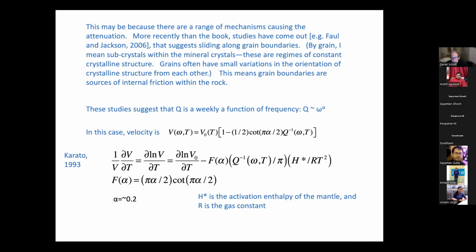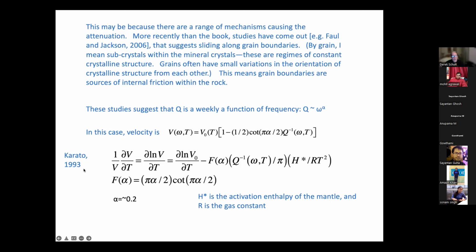Now, more recently than the book, studies have come out that suggest sliding occurs along grain boundaries, so subcrystals within the mineral crystals, like little misorientations in your olivine crystals in the peridotite. And that could be a source of internal friction within the rock. And these studies suggest that Q is weakly a function of frequency. So Q is going to be some function of omega to the alpha, where alpha equals something like 0.2.